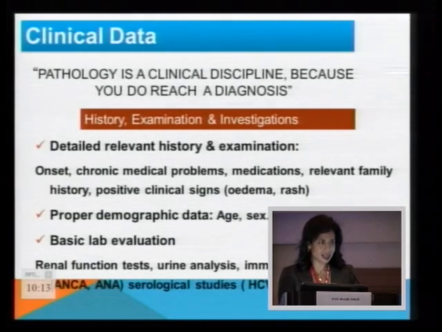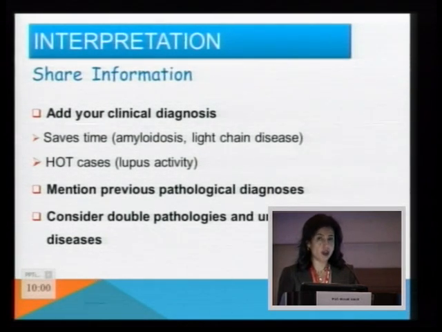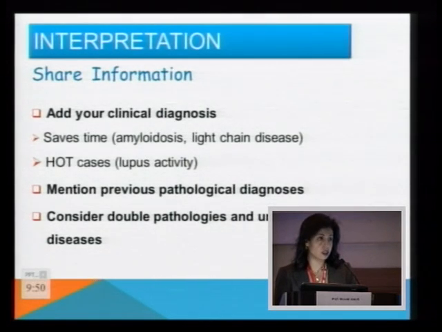So we need a detailed, relevant history and examination, proper demographic data, basic lab evaluation, which will include everything: urine analysis, immunological studies, serology, and virology. Share the information you know. Add your clinical diagnosis. Tell us if you're doubting something which could be active. You need to mention previous pathological diagnosis. You need to consider double pathologies and underlying disease.